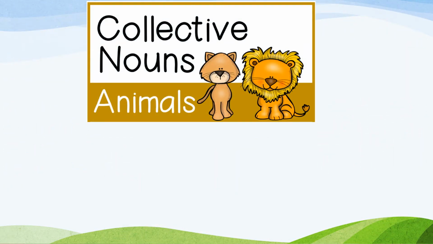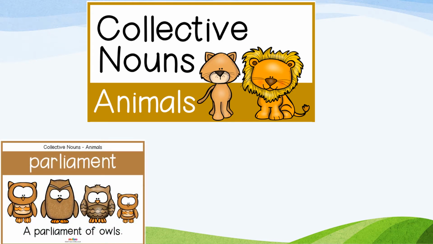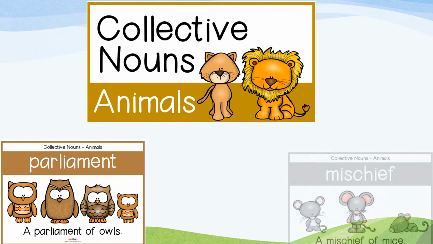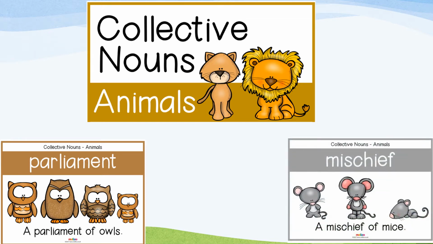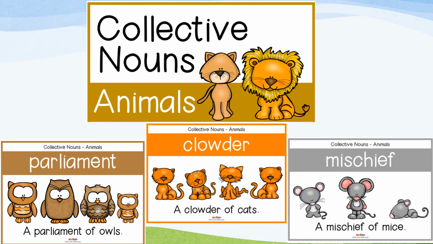We can provide you here with some collective nouns for animals. For example, we say a parliament of owls. So parliament means a group of owls. When I talk about a group of owls, instead of saying a group of owls, I can say a parliament of owls. A mischief of mice. A clowder of cats. Okay.